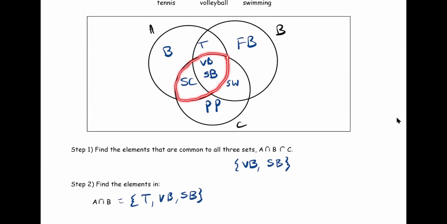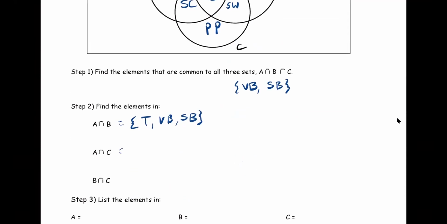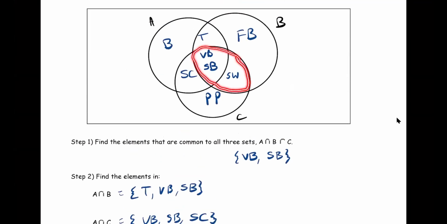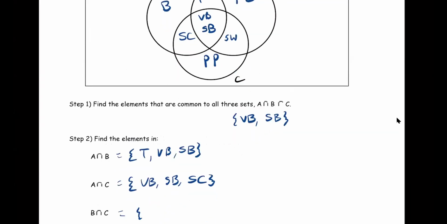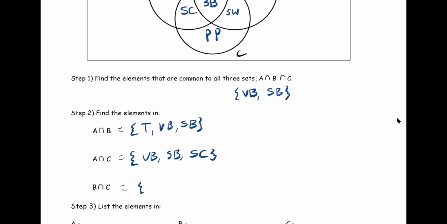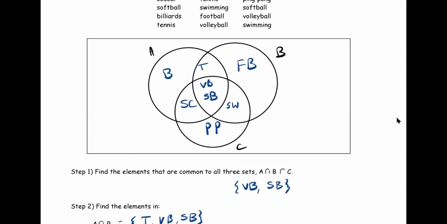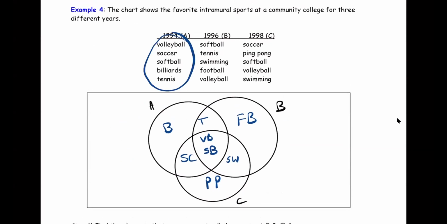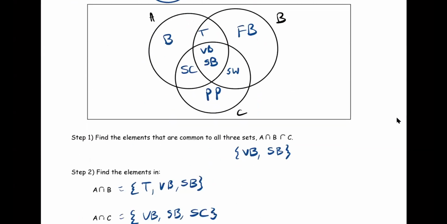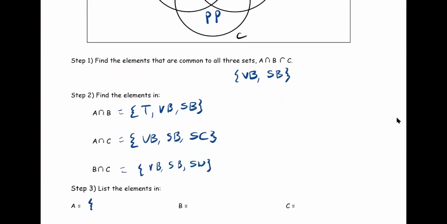Those two. Soccer. Volleyball, softball, and soccer. Okay. And then finally, B and C, what do they have in common? Those three, right? So volleyball, softball, swimming. And then this one is just all of those, just the list of everything. All of them. Yeah, so I'll just write that real quick.